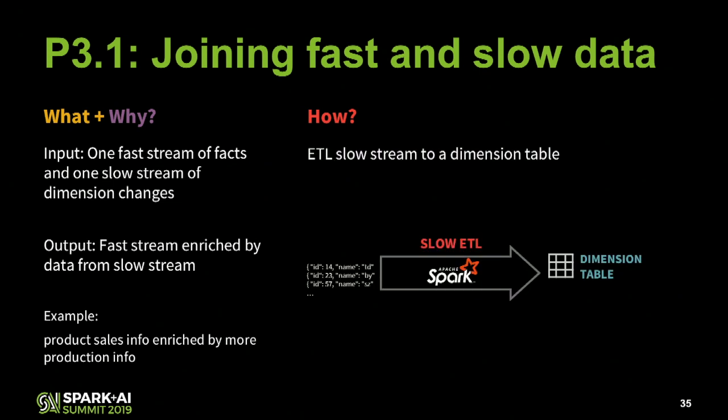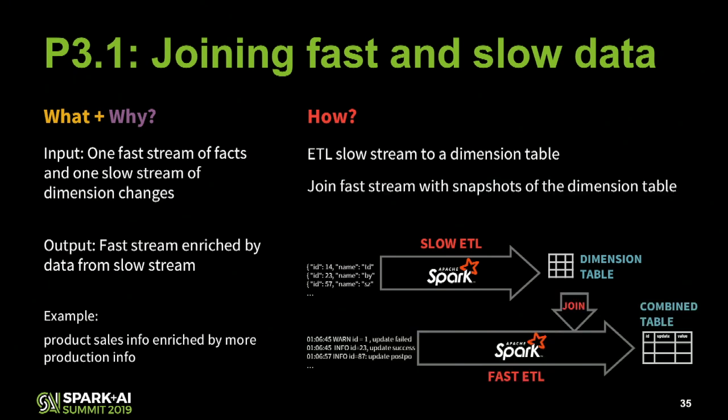So in that case, the nice thing to do is you first ETL the slow data stream to create the dimension table, and then use the dimension table to join with the fast streaming query. So essentially, this becomes like a stream-batch join. You're joining the fast streaming query with snapshots of the dimension table, which is like a batch data set. And together, finally, you'll get a combined table enriched with both pieces of information.